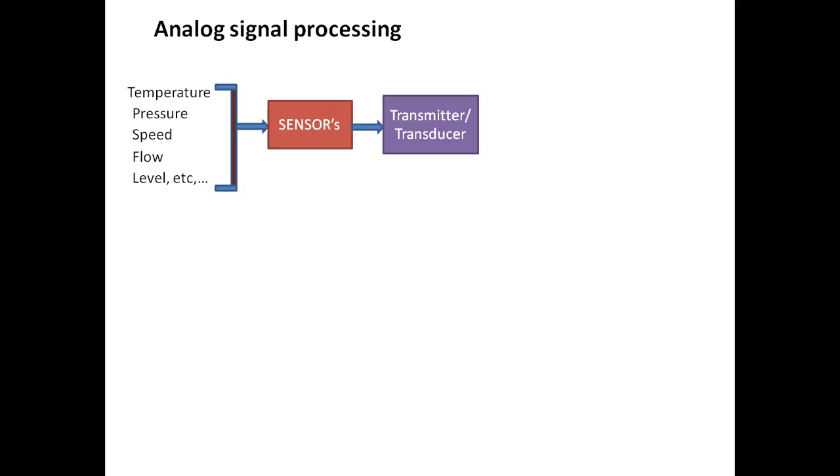So there is a difference between them. A transmitter is one way, a transducer is two ways. Now, what type of output are we getting here? We are getting two types of signals. One is voltage, the other is current. Voltage we measure in volts, and current is in milliamps.